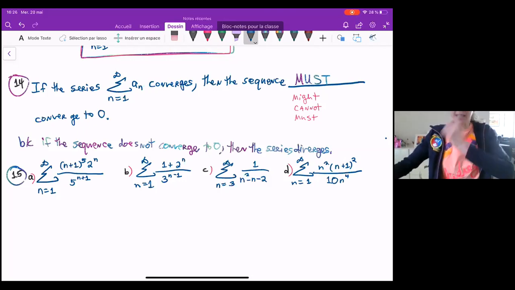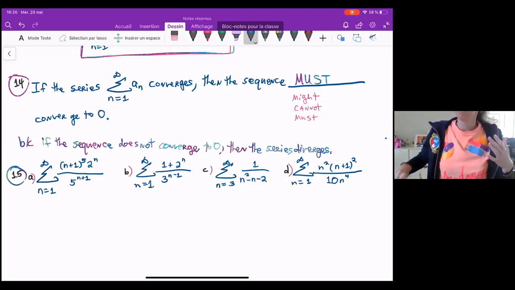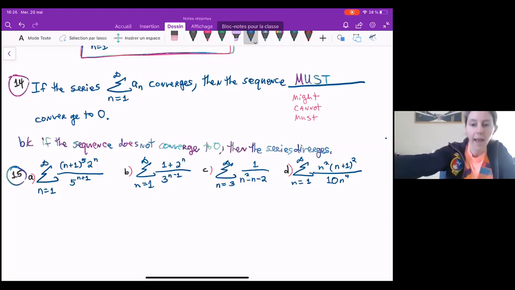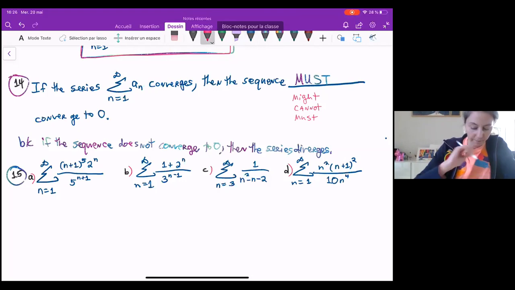So let's think about what we did in class about our list of thoughts that we need to have about how to approach a series. The first question we ask ourselves is, is it a p-series? The second is, is it geometric? So let's just look at A. Is A a p-series?